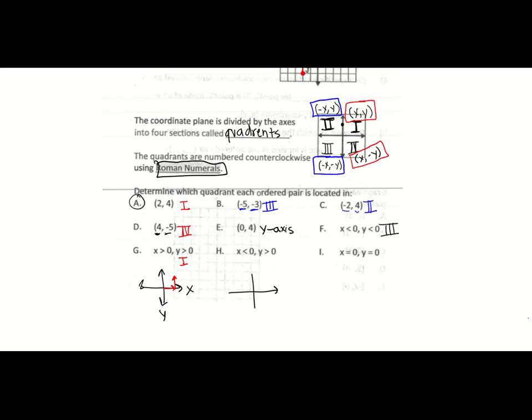For H, my x is less than 0, so I'm going negative again. But this time my y is greater than 0, so that is going up. That brings me to quadrant 2. And then finally, if I have my x equals 0 and my y equals 0, that is going to put me right in the center, and that point is called my origin.